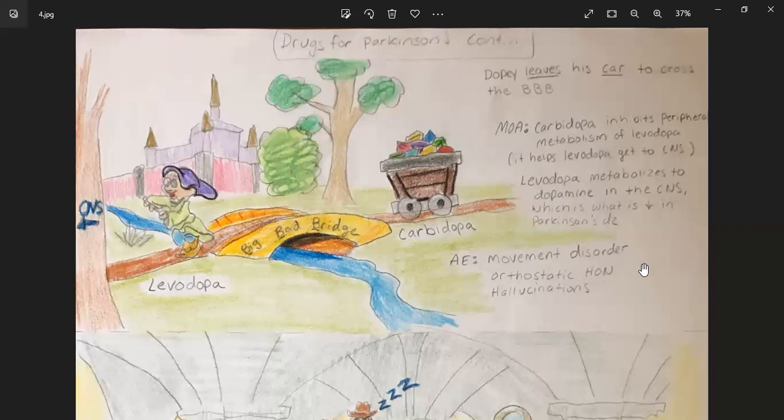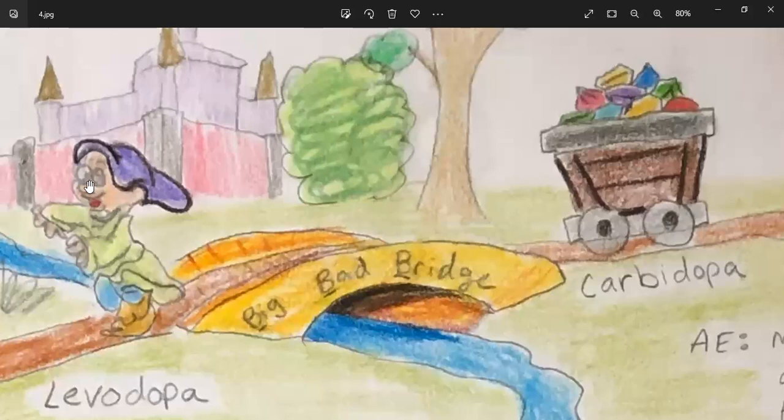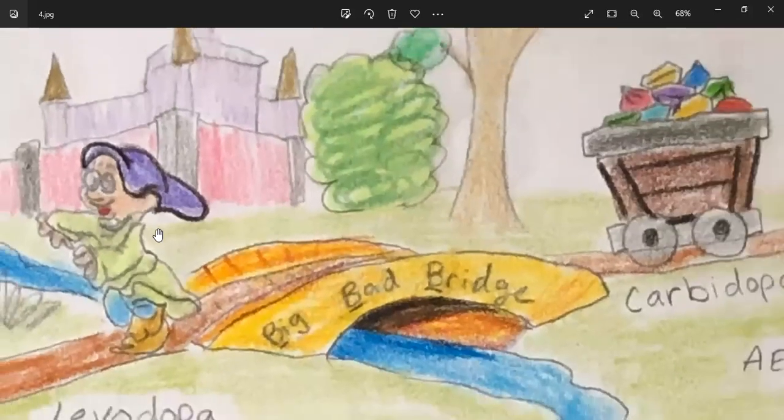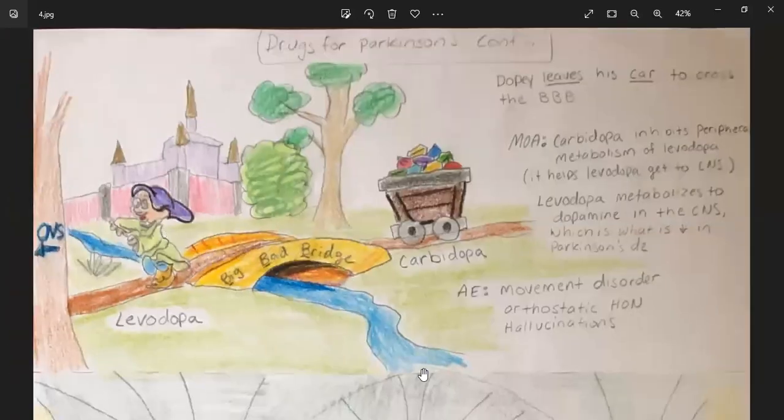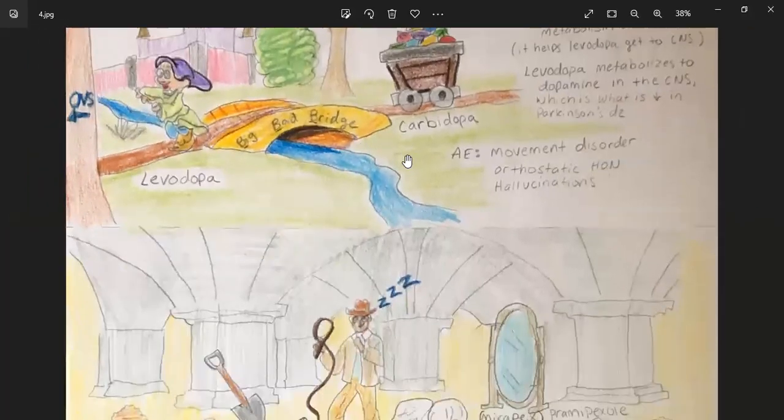Adverse effects are movement disorder, orthostatic hypotension, and then hallucinations. So if you remember from Snow White, he's dopey. He has movement issues. He's always tripping over his floppy clothing and stuff like that. So, movement disorder, his eyes, he's hallucinating here. And then I don't have a good way to remember orthostatic hypotension. That's another one.